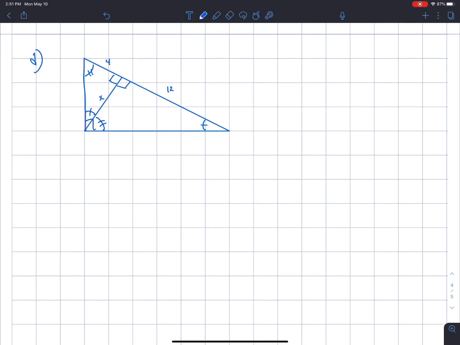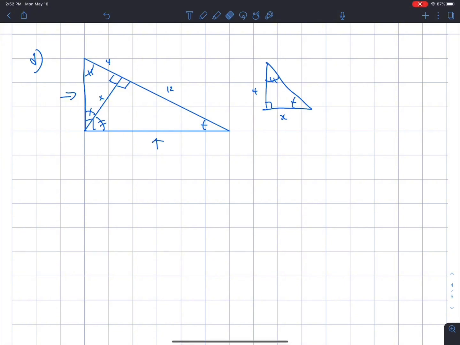So I'm going to draw everything out. This is the smallest one. Angle 1, angle 2. So in between angle 2 and 90 is 4, and then 90 to angle 1 is x. And we do not know the hypotenuse.